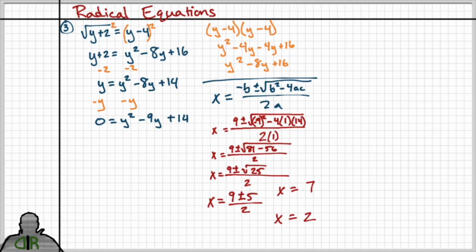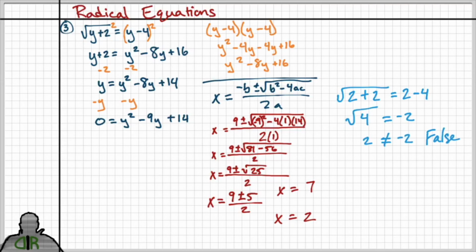So let's plug this back into our original equation. Again, that was the whole point of that last step there. So replace the y with 2 and replace the y with 7. We're going to start with 2. So this one becomes 2 plus 2 inside the root, and then 2 minus 4 on the other side. The principal square root of 4 is going to be 2. 2 is not equal to negative 2.